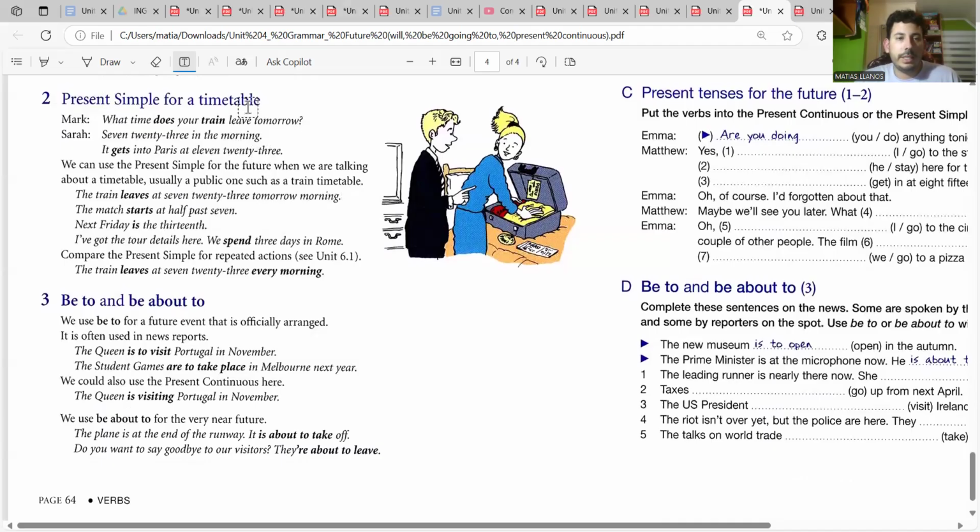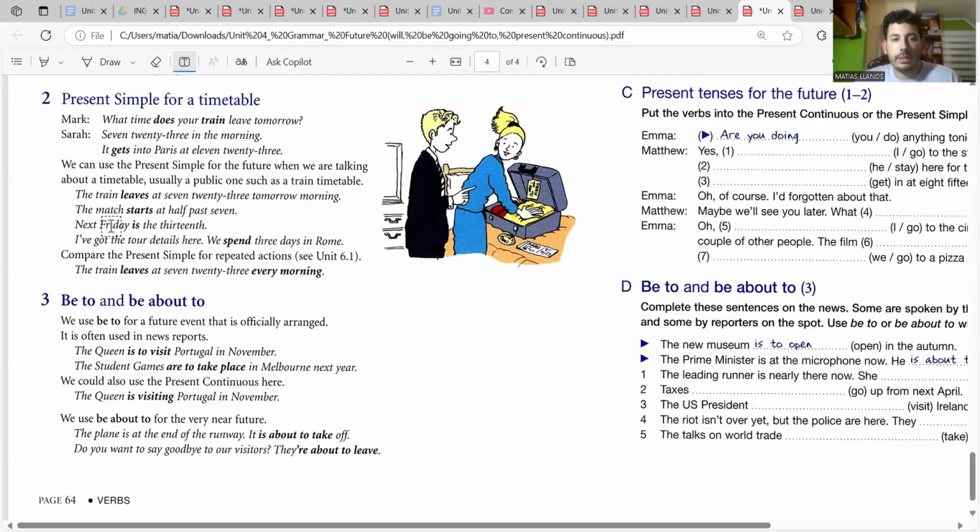And present simple for a timetable. What time does your train leave tomorrow? 7:23 in the morning. It gets into Paris at 7:23. We can use present simple for the future when we are talking about a timetable, usually a public one such as a train timetable. The train leaves at 7:23 tomorrow morning. The match starts at 10:30.